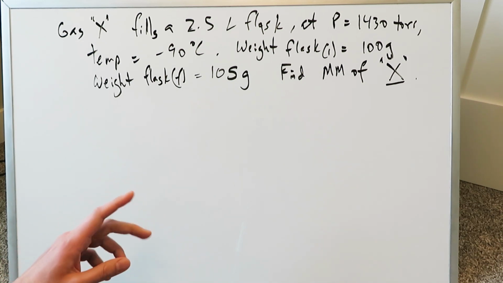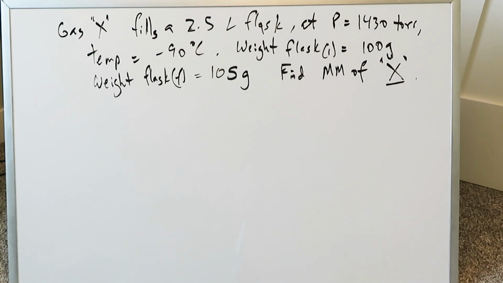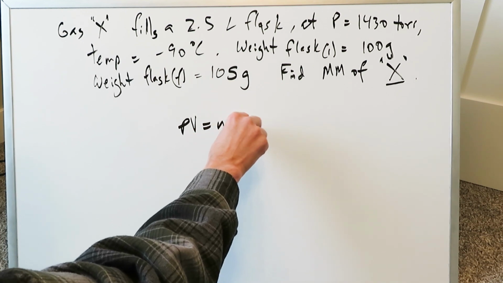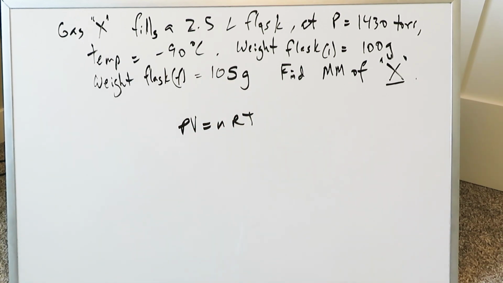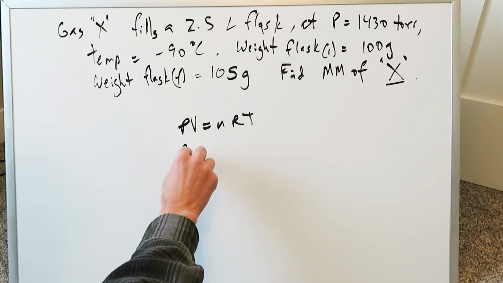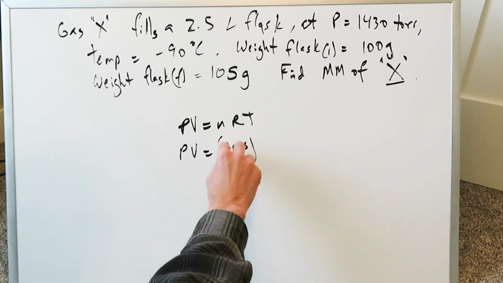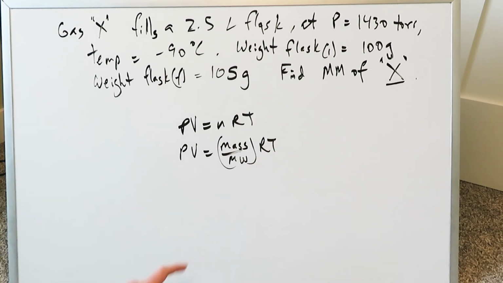We are focusing on ideal gases, and the ideal gas law is the primary focus. PV is equal to nRT. Remember, in all instances, this value n, your number of moles, can also be written as mass divided by molecular weight, or your molar mass, RT. With that in mind, let's look at this question.